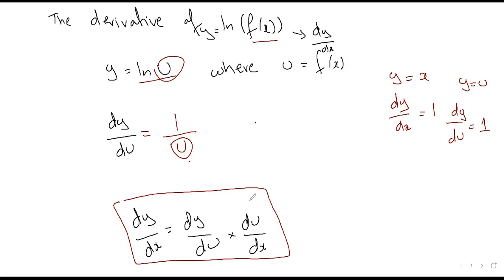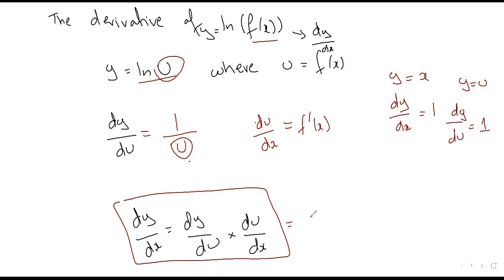And what are we left with? What is the next thing which we have to prove? du by dx. Excellent. What is the derivative of this side with respect to x? f dash of x. Excellent. Very well done. So dy by dx would be dy by du into du by dx.